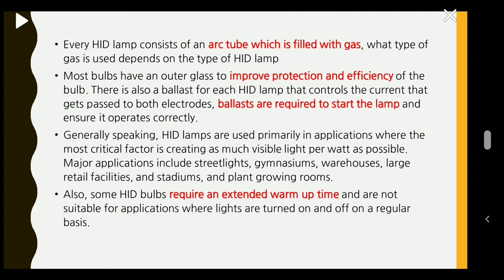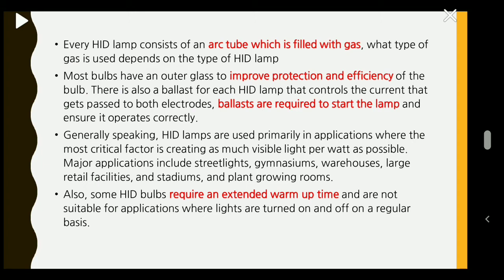Most bulbs have an outer glass to improve protection and efficiency of the bulb. There is also a ballast for each HID lamp that controls the current that passes to both electrodes. Ballasts are required to start the lamp and ensure it operates correctly.